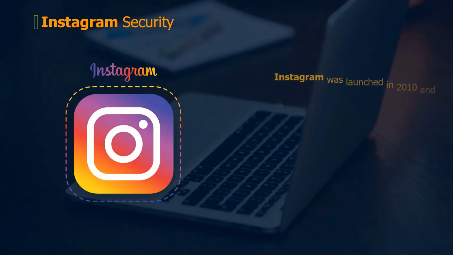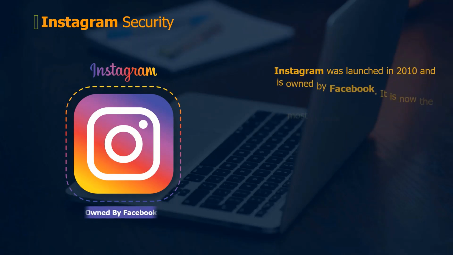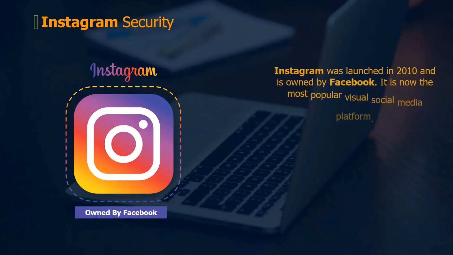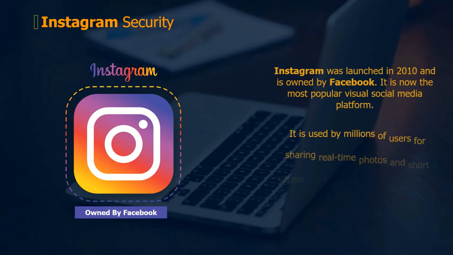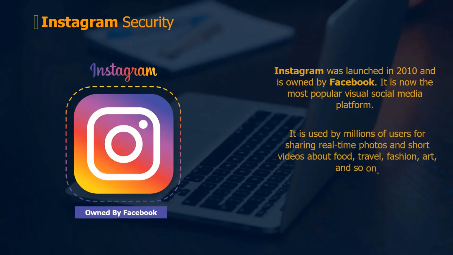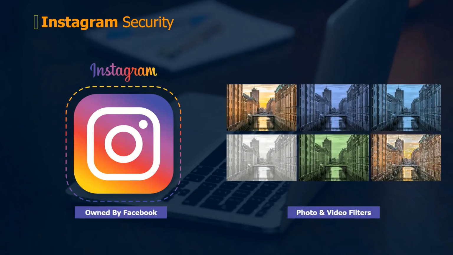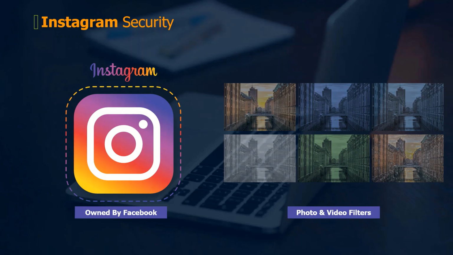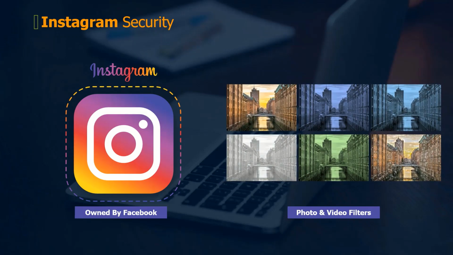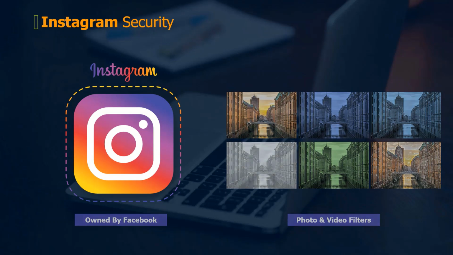Instagram was launched in 2010 and is owned by Facebook. It is now the most popular visual social media platform. It is used by millions of users for sharing real-time photos and short videos about food, travel, fashion, art, and so on. Instagram provides several unique filters along with video and photo editing features. The users can quickly apply a filter to give the photo a unique look.